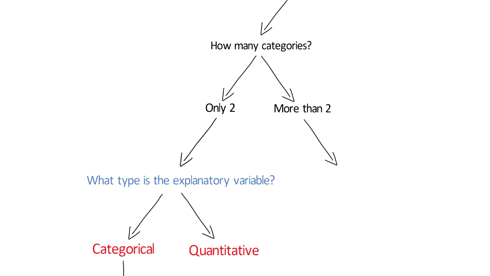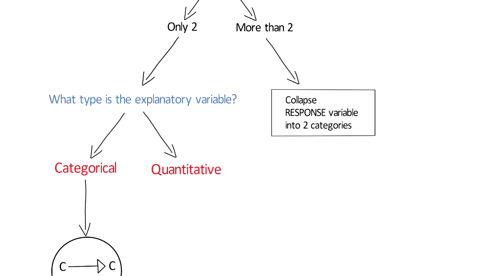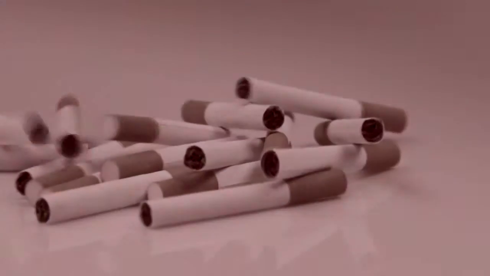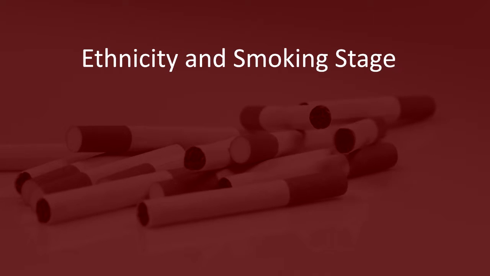What decisions need to be made if the response variable has more than 2 categories? In this case, we would need to collapse the response variable categories into 2 categories. To demonstrate this, we'll have to modify the research question. So let's modify the research question to look at the association between ethnicity and smoking stage.